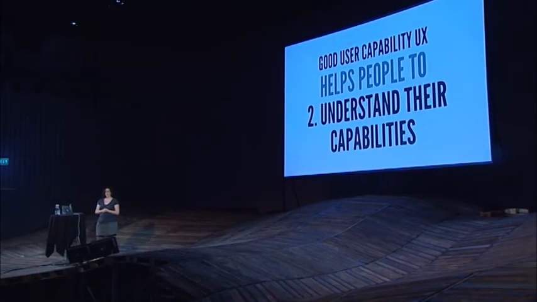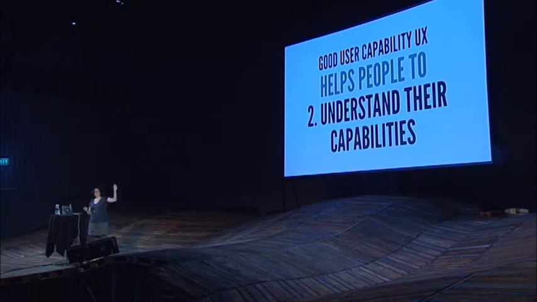And while this is good for data integrity and other faults, I think it's actually also good UX. You shouldn't allow people to do things they shouldn't do and then somehow punish them for it. So when you follow this principle for protecting data, you also get a better user experience, which leads me to my next point. Good user capability UX helps people understand what their capabilities are.